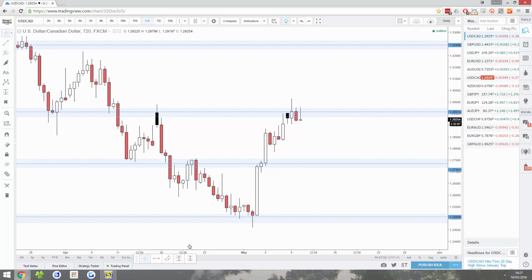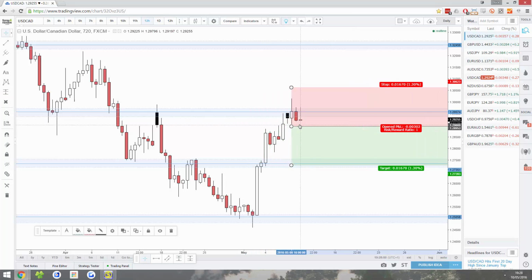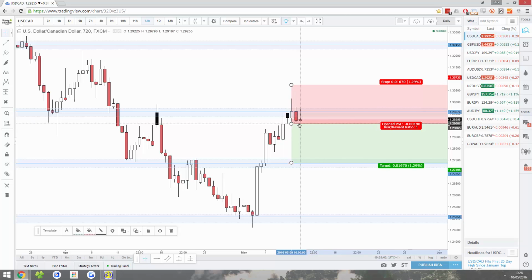I no longer have a good risk to reward ratio. So if price does break the low of indecision, which is here, the 129.05, my entry would be roughly around about the 129.05.